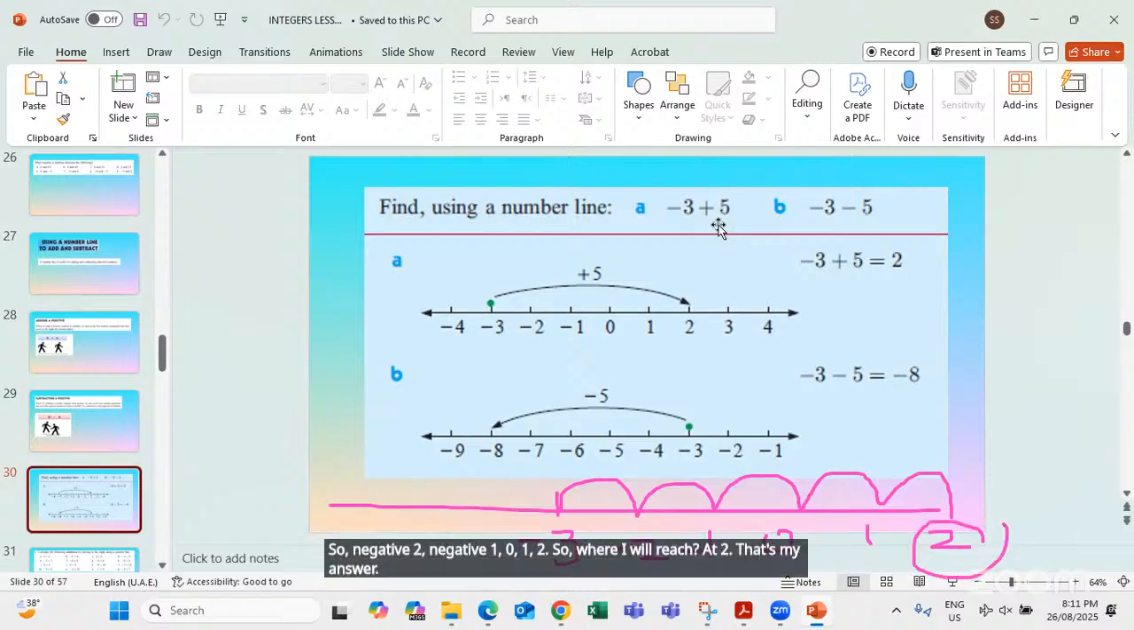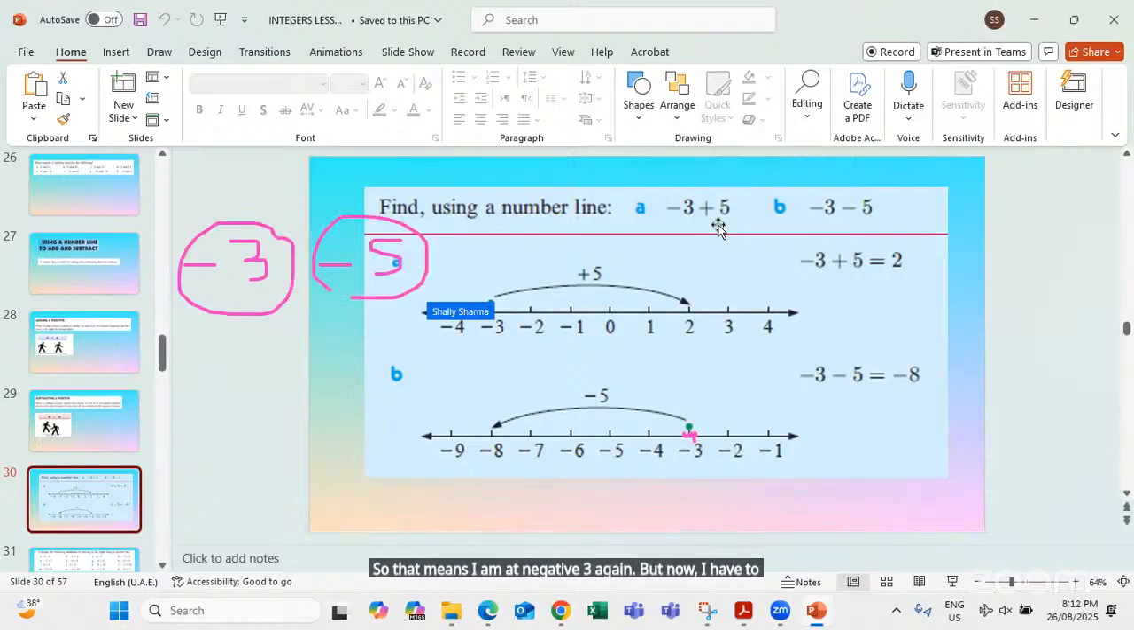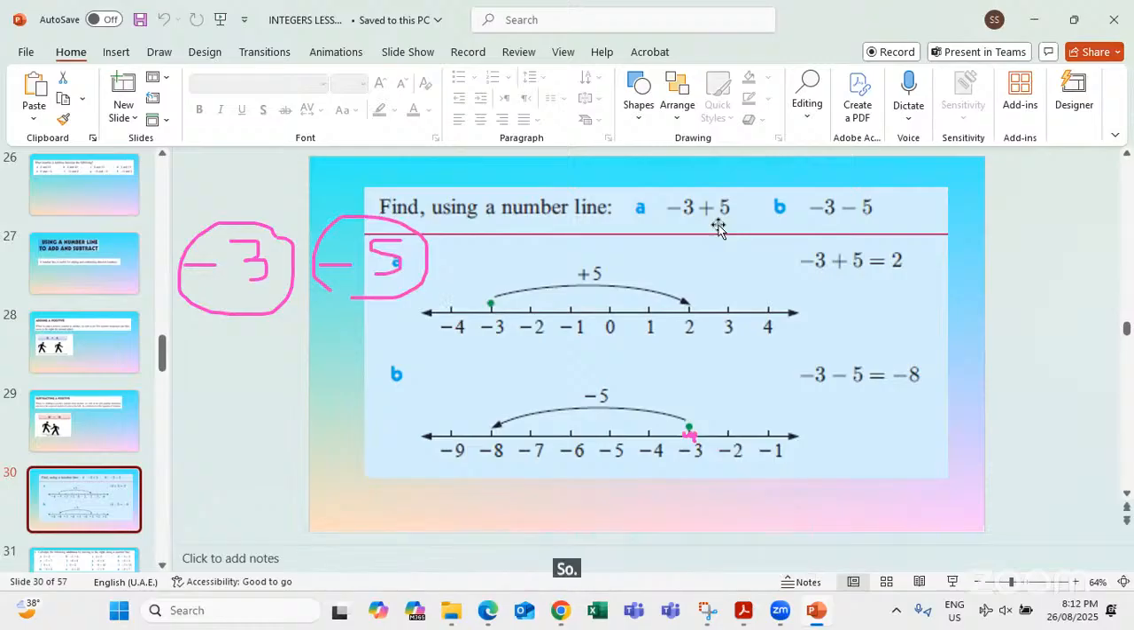Then the next question is negative 3 minus 5. So that means I am at negative 3 again. But now I have to go back because I have to go to the left direction. So 1, 2, 3, 4, 5 and I reach negative 8. Clear?